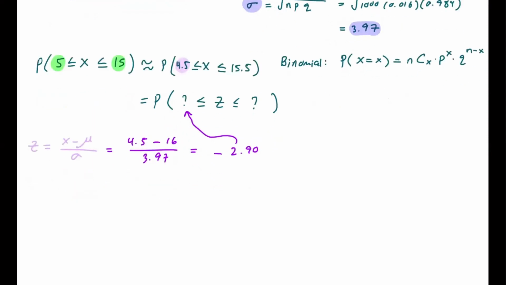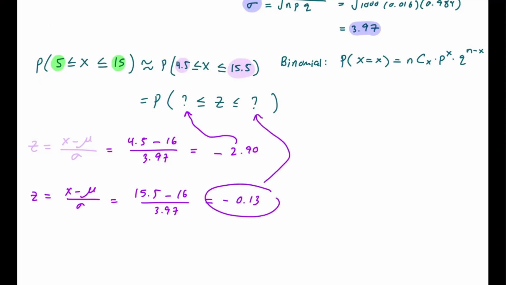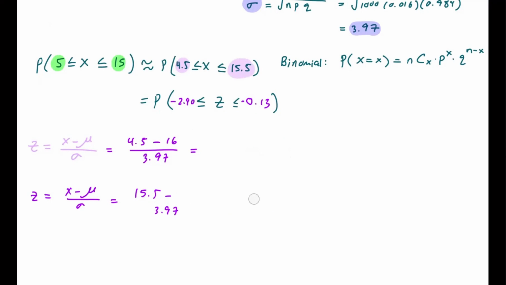Now let's find the next z value for 15.5. So again, using the formula, z is equal to x minus mu over sigma. Here we're finding a z-score for 15.5. So substitute that for x: 15.5 minus 16 over 3.97. So this will give you a z-score of negative 0.13. Right, so that's the number we're going to substitute right here. So let's go ahead and make those substitutions. So for the first z-score, this is negative 2.90, and this one is negative 0.13. Okay, so I hope this is making sense so far.